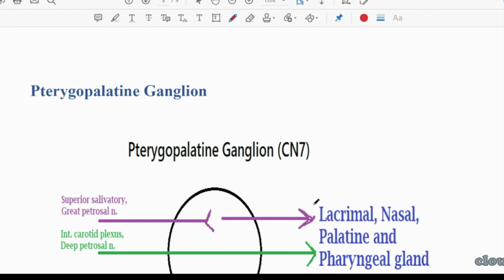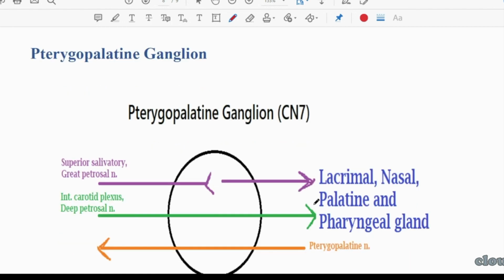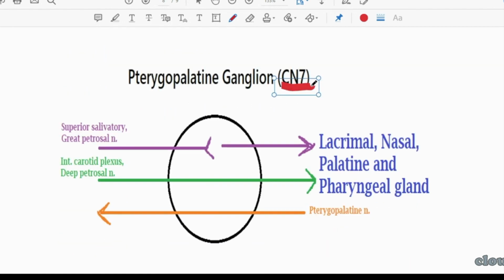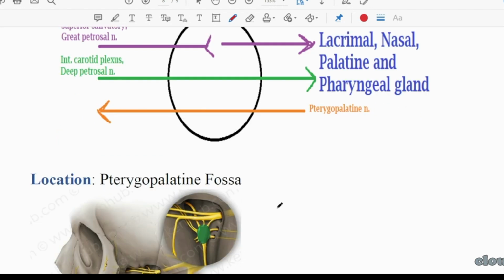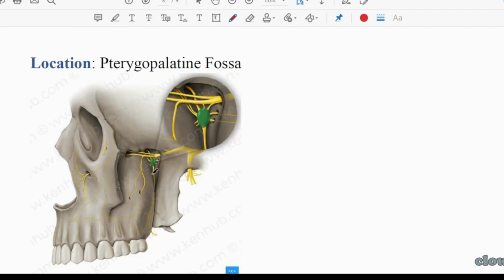Lastly, we have the pterygopalatine ganglion, which also is associated with cranial nerve 7. It arises from the superior salivatory nucleus and it travels with the greater petrosal nerve and the nerve of the pterygoid canal. It synapses in the pterygopalatine ganglion, and the postganglionic fibers then hitchhike on the branches of the maxillary nerve and innervate the lacrimal, nasal, palatine, and pharyngeal glands. Location: it can be found within the pterygopalatine fossa.